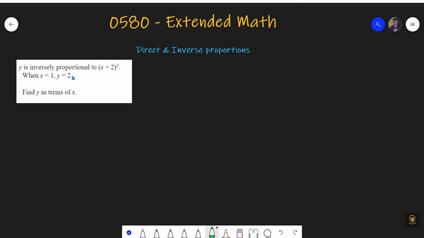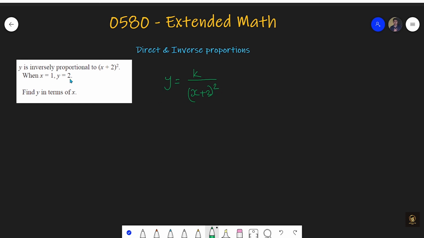Now we are going to see the next type of problems which can be asked in direct and inverse proportions. The question here is, y is inversely proportional to (x plus 2) whole square. So if it is an inverse proportion, then we know that the equation is going to be y equals k divided by x normally, and here it is (x plus 2) whole square.